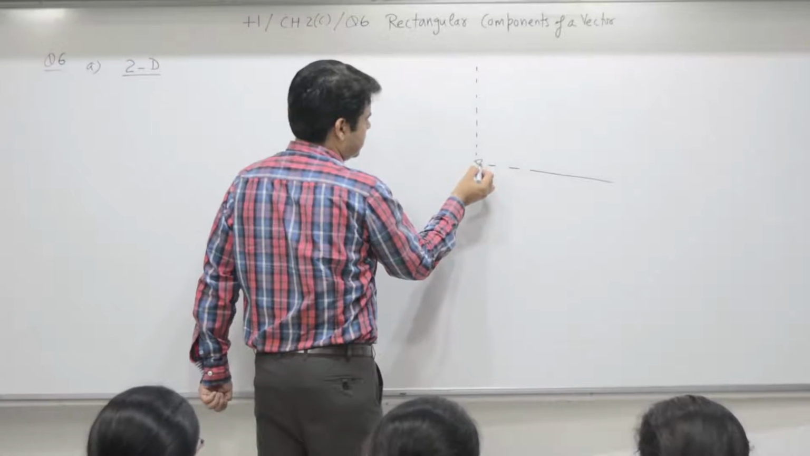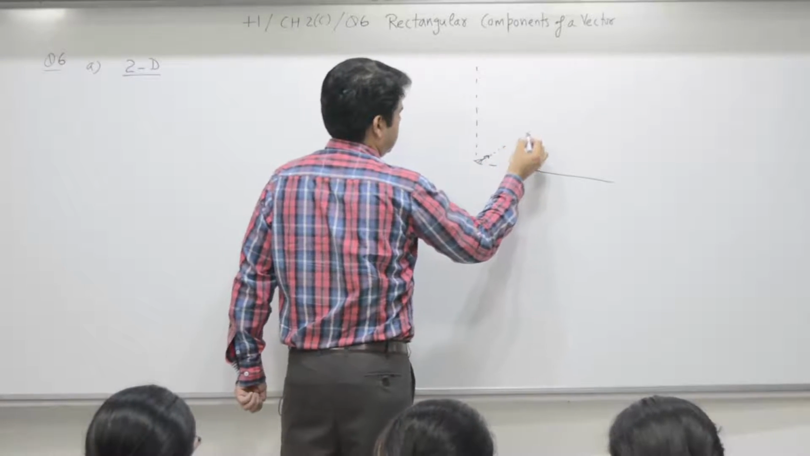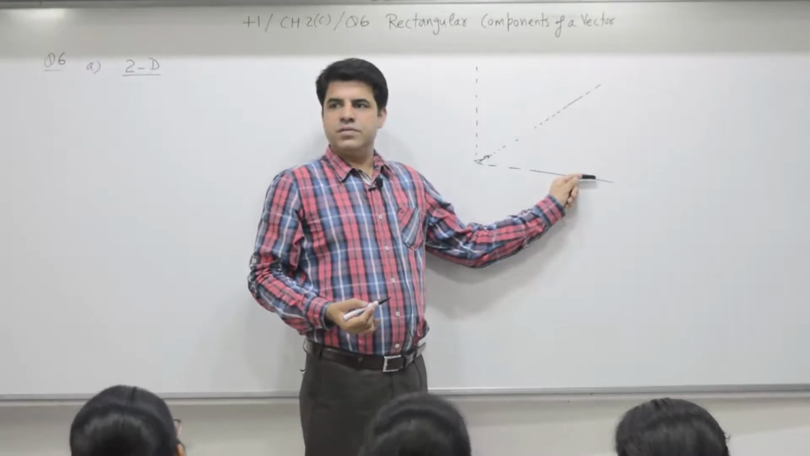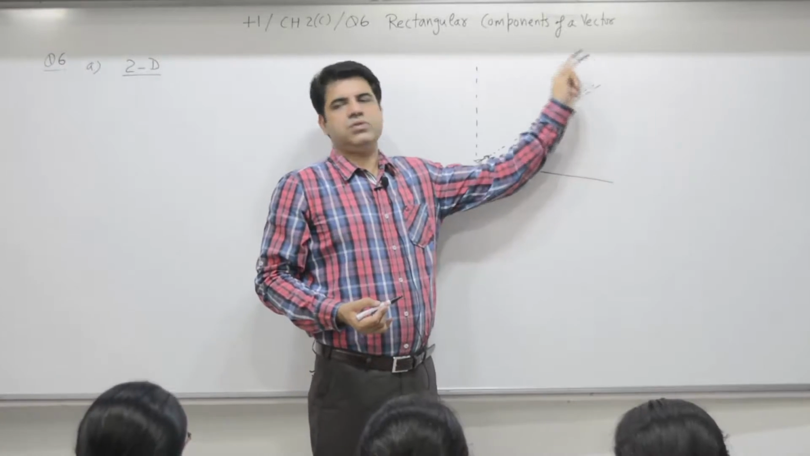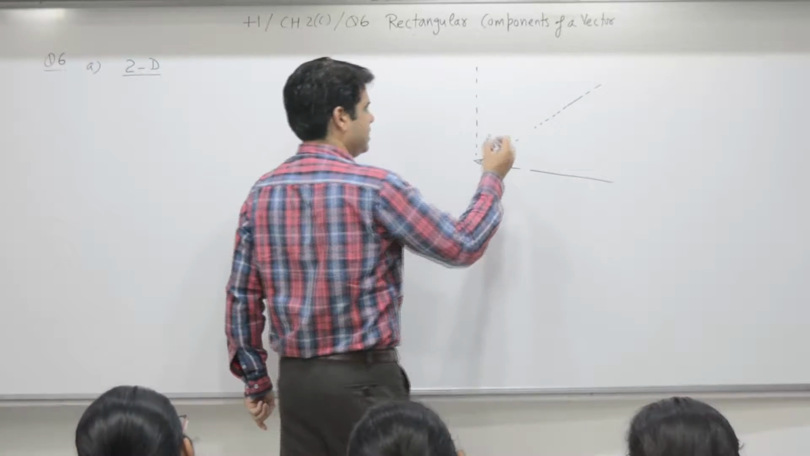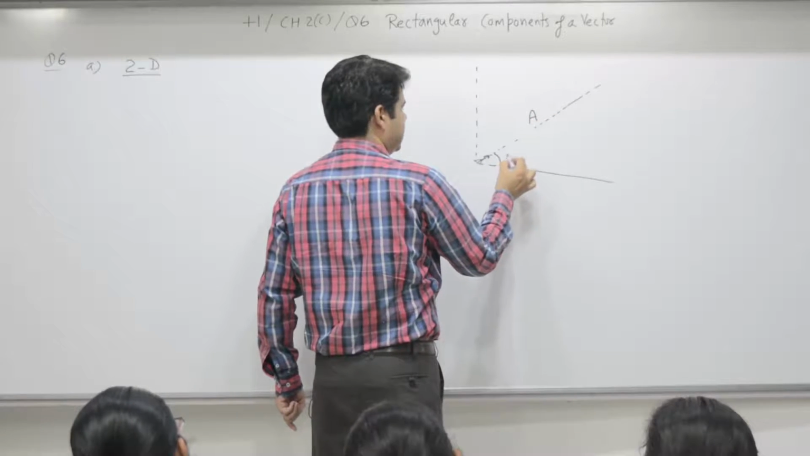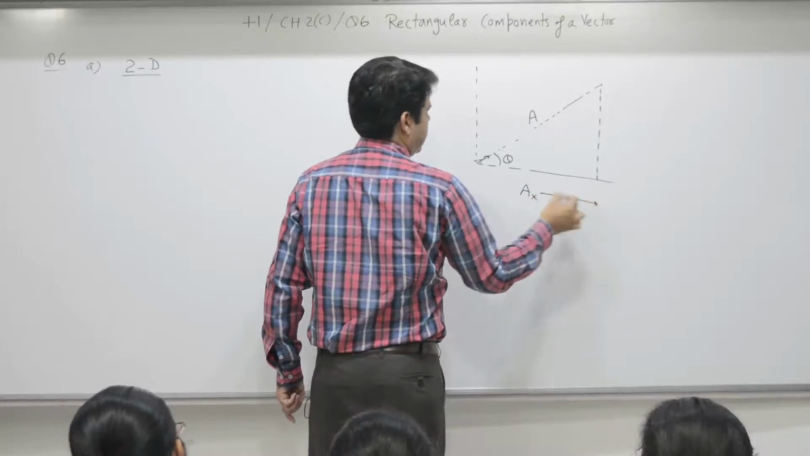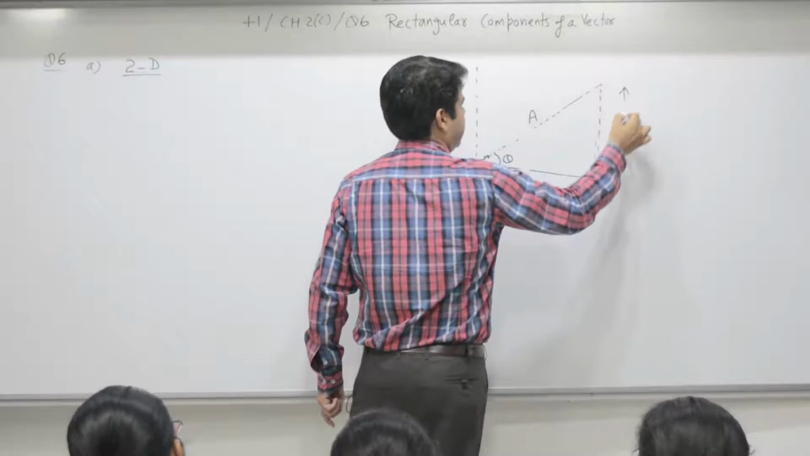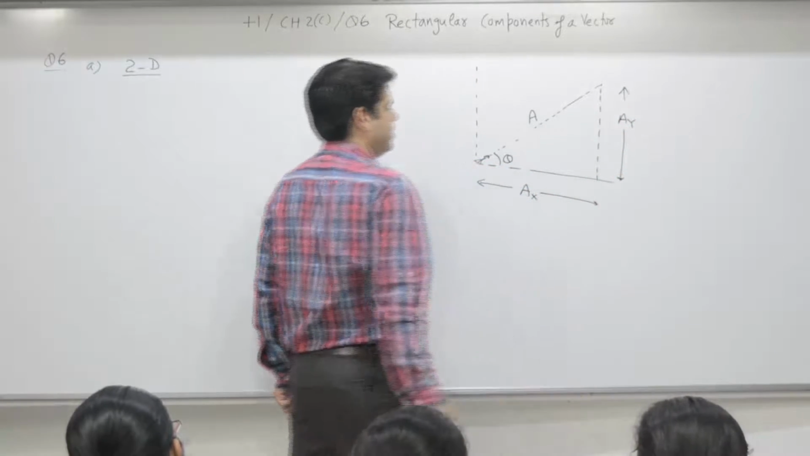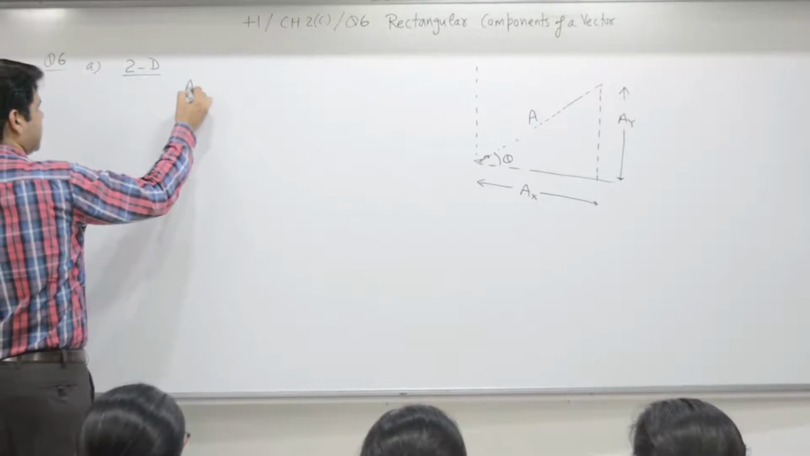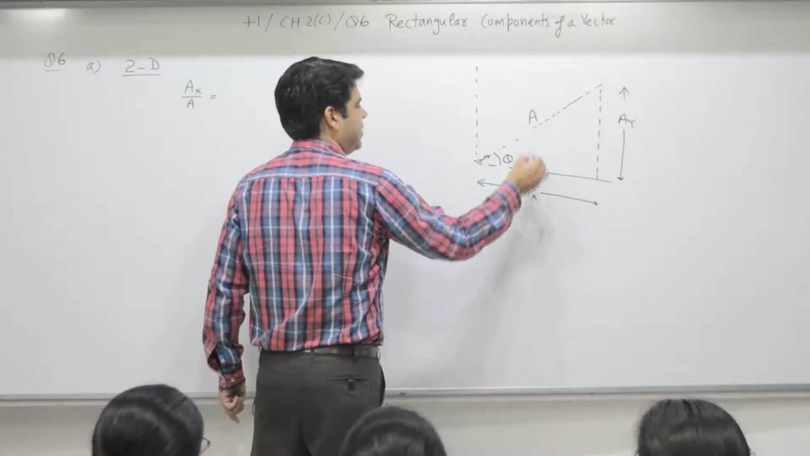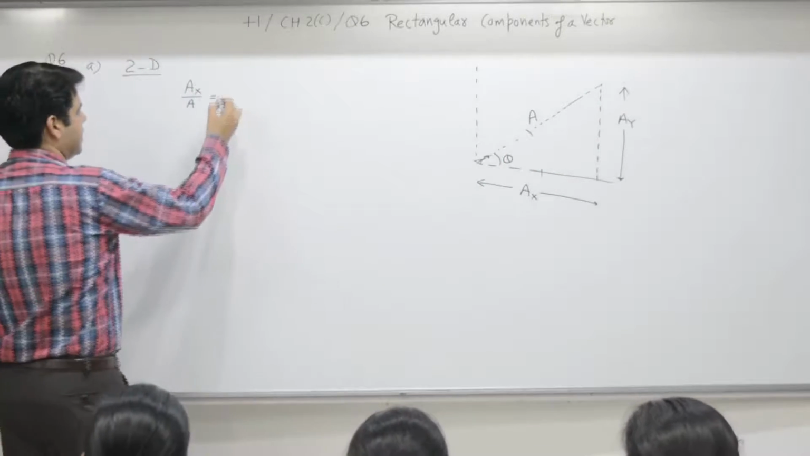Suppose an aeroplane moves along this line. It has covered some horizontal distance also, and it has gained some height also. So, if this is represented as vector A and it makes angle theta, this component is known as horizontal component or x component. This is y component. Ax by A is equal to what? Ax by A, base by hypotenuse, cos theta.